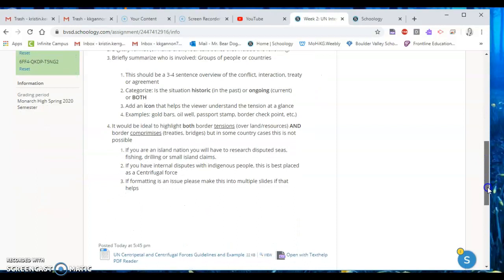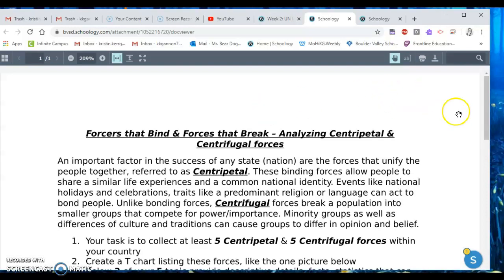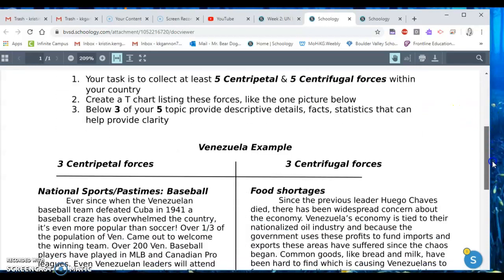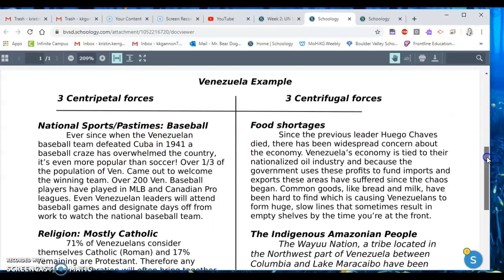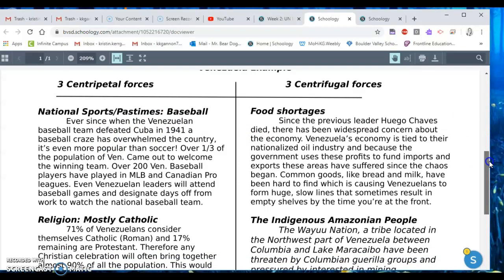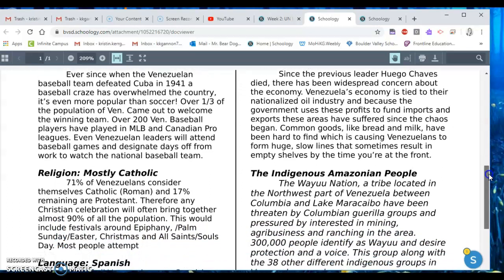Now, your finished chart is going to look like this. And Mr. DiCarlo suggests that you make it on a Google slide so that you can create a T-chart. And here he does an example for Venezuela. So what are some forces that bind Venezuela together? He writes about baseball and how baseball is their national pastime. They love baseball. They have really good baseball players that come out of Venezuela.